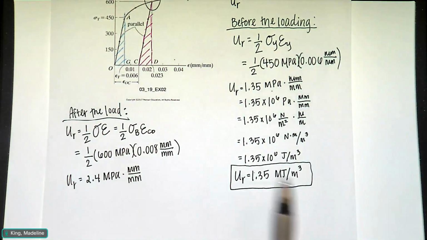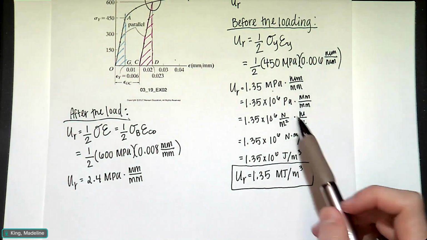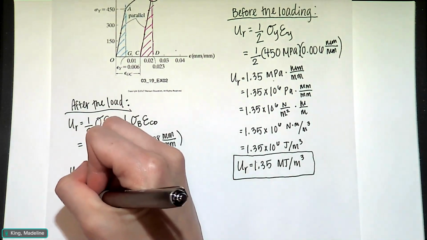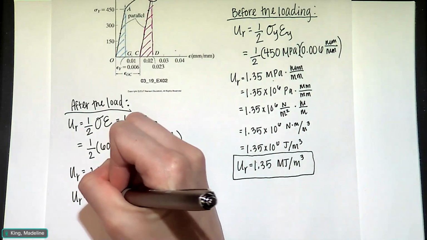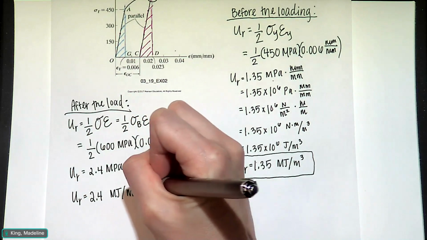And like for the before the loading, we want to convert that to joules or megajoules, whichever one you want to use. I'm not going to write this all down again. Hopefully you can kind of see from the first one how we get to the second one. So it's just UR is equal to 2.4 megajoules per meter cubed.